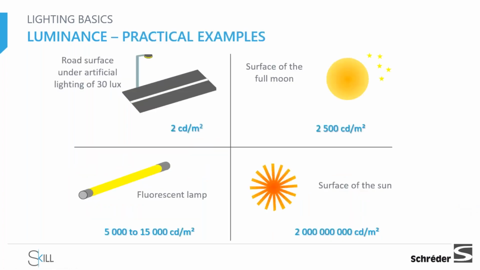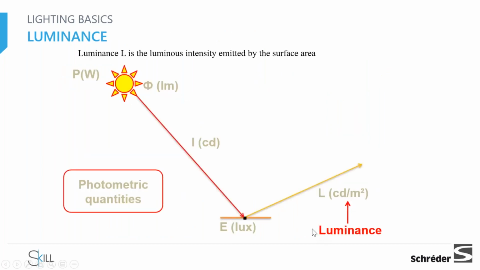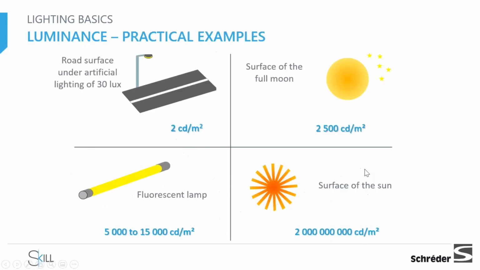This again we will also be speaking about in detail: the international standard identifying the exact point where we have to look once we are measuring the luminance values. These are typical values for luminance on different surfaces. On a street, we can go sometimes to 2 candela per meter square. The moon will have 2,500 candela per meter square. The surface of the sun will be 2 billion candela per meter square.